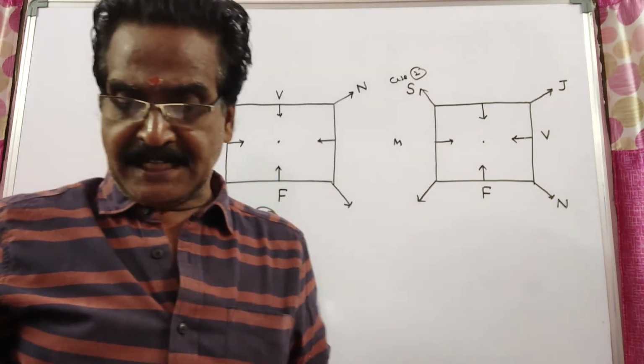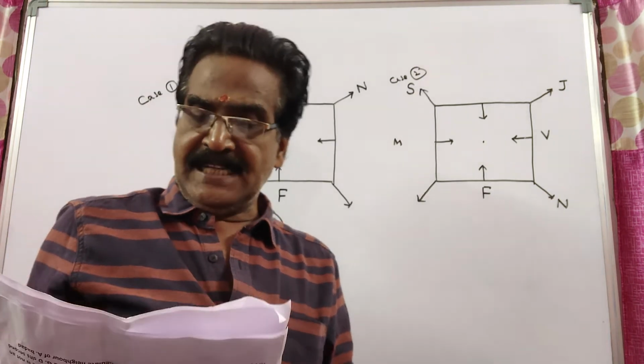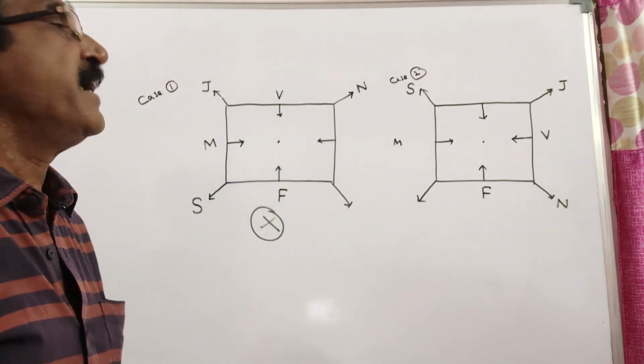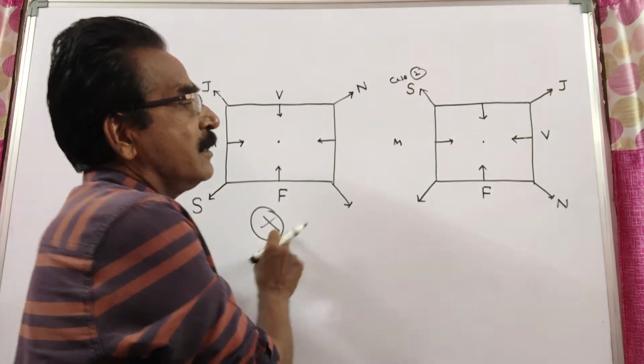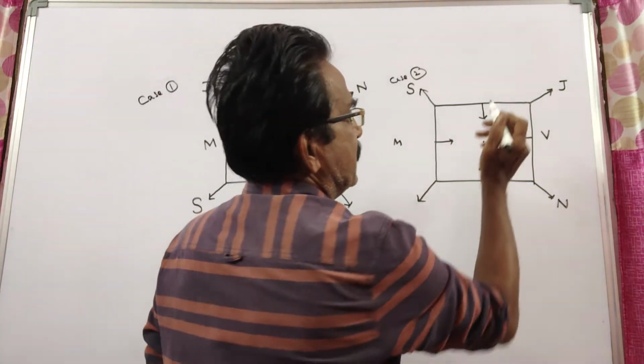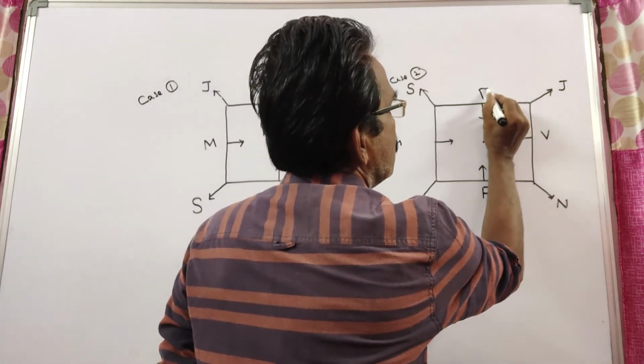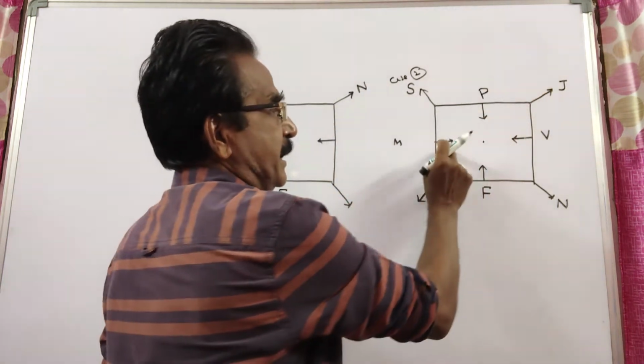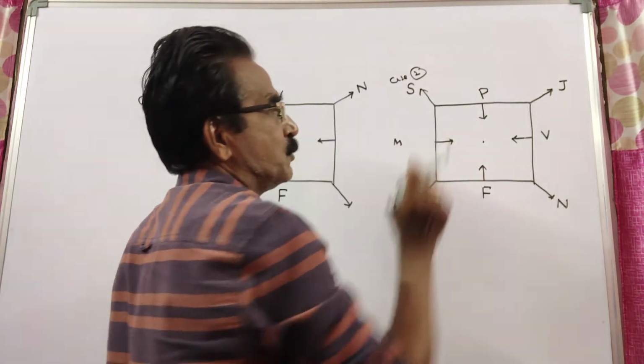And let us see the next statement. P faces inside. This figure is wrong. So P faces inside means P will come to this place. Only one gap is there. P comes to this place.